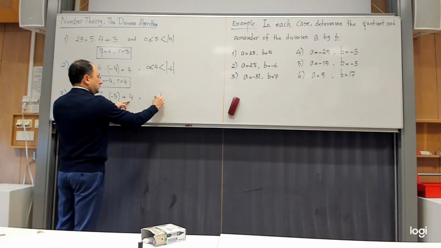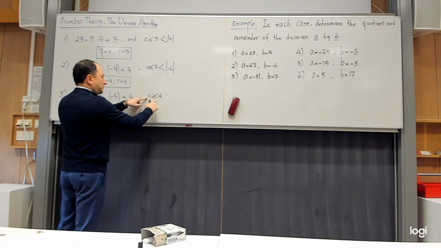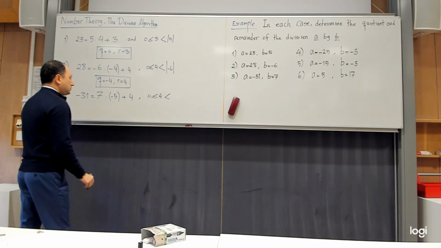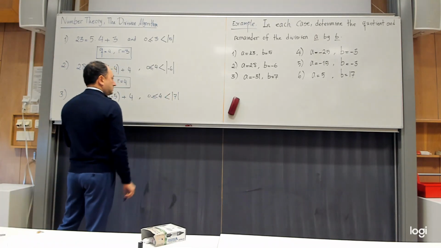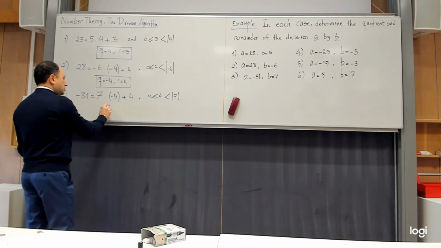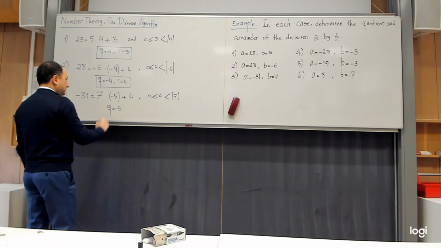4 is greater than or equal to 0. Definitely is correct. An absolute value of 7. Yes? Yes. So that's correct. So Q is negative 5.